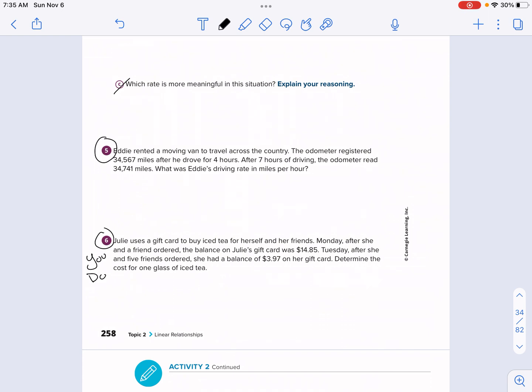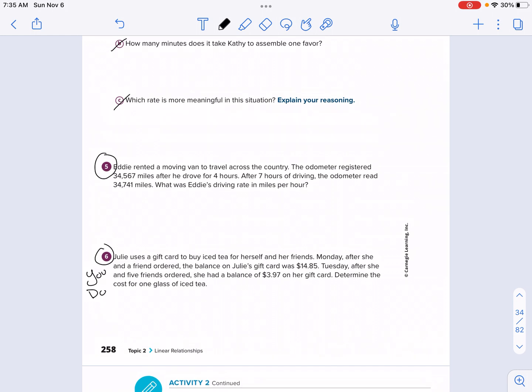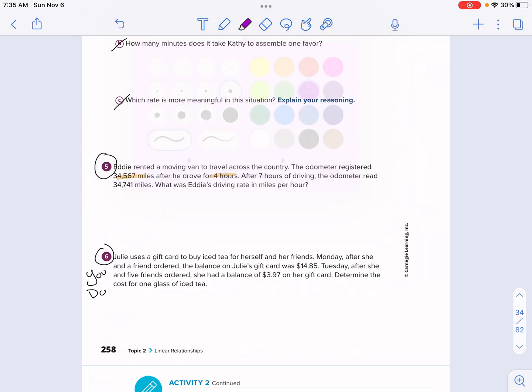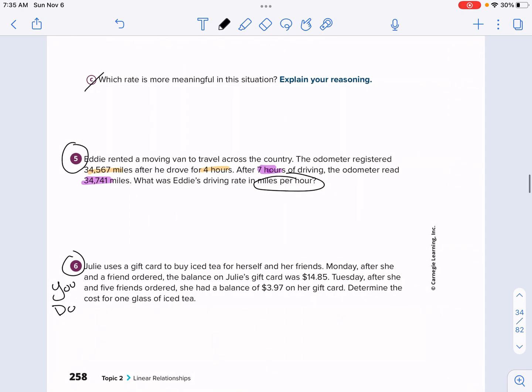So number 5, it says Eddie rented a moving van to travel across the country. The odometer registered this many miles after he drove 4 hours. So let's highlight that for now. And then after 7 hours, but it's in a different color, we now drove this many miles. How fast was Eddie driving? His rate in terms of miles per hour.